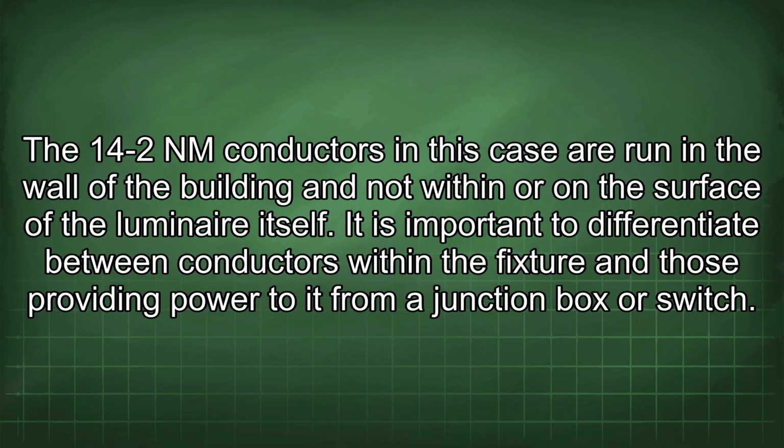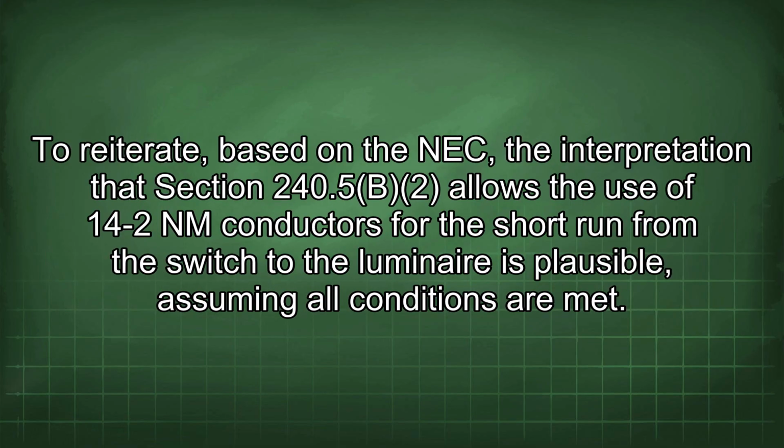It is important to differentiate between conductors within a fixture and those providing power to it from a junction box or switch. To reiterate, based on the NEC, the interpretation that Section 240.5(B)(2) allows the use of 14-2 NM conductors for the short run from the switch to the luminaire is plausible, assuming all conditions are met.